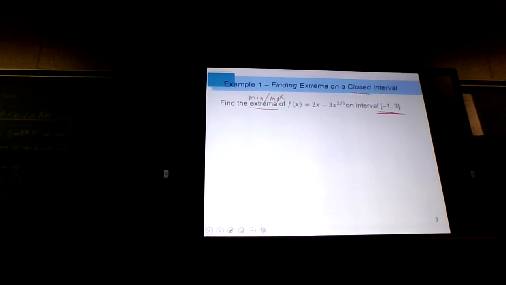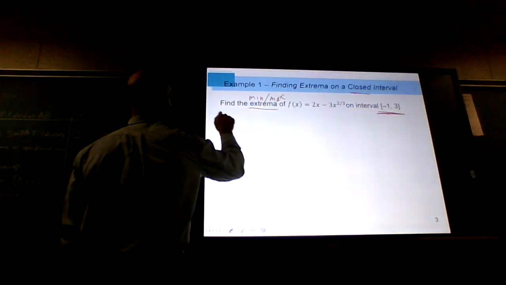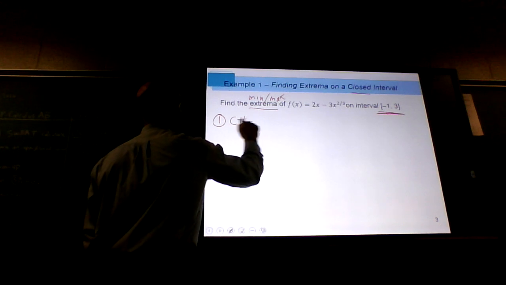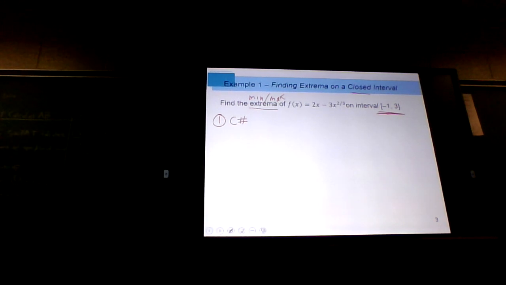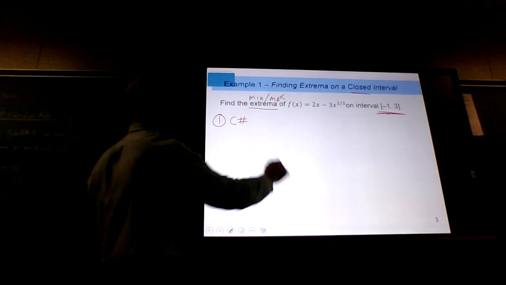And the most important step was critical numbers. So I'll write a 1 here. We're going to find, and you'll see me write it as C#, which by the way happens to be a programming language if you're a computer nerd like I am. But C pound there stands for critical numbers in my book. Okay, so we're going to find the critical numbers.